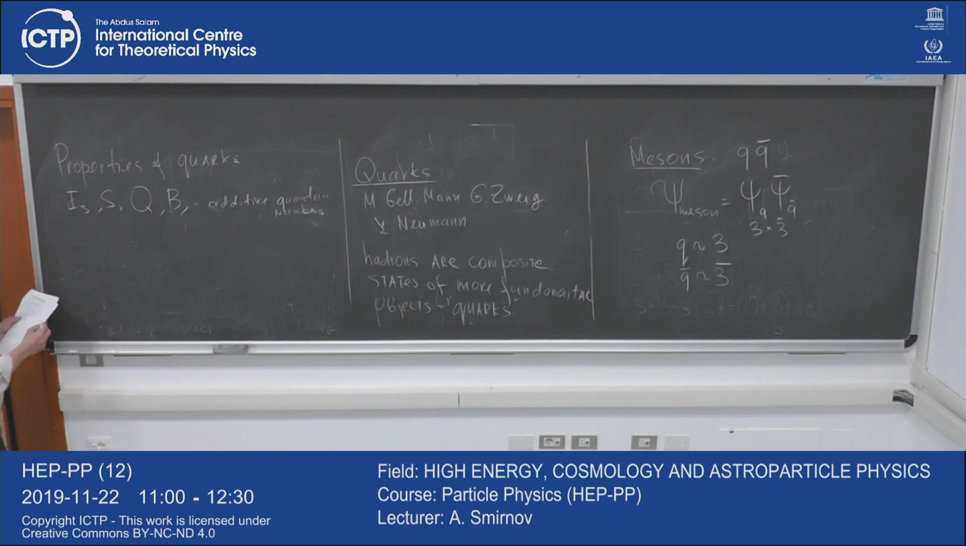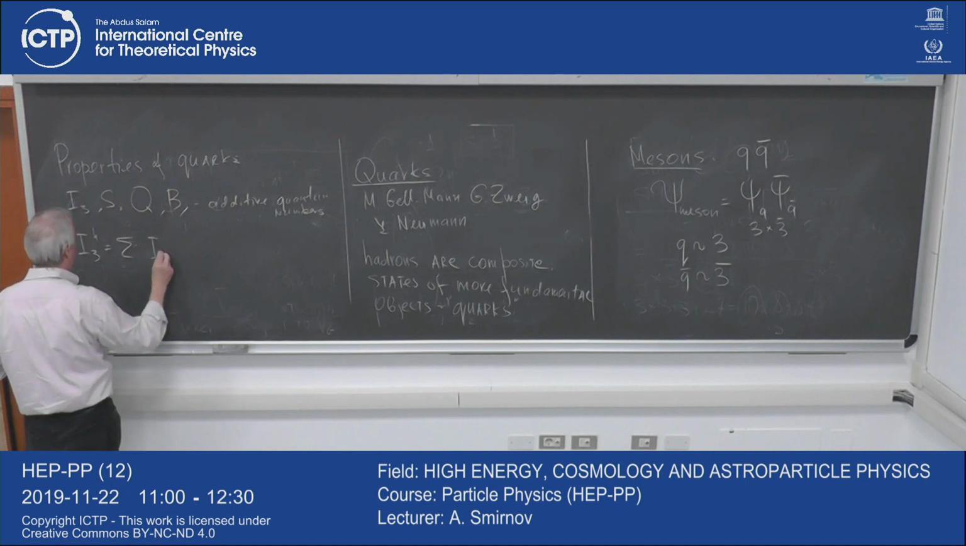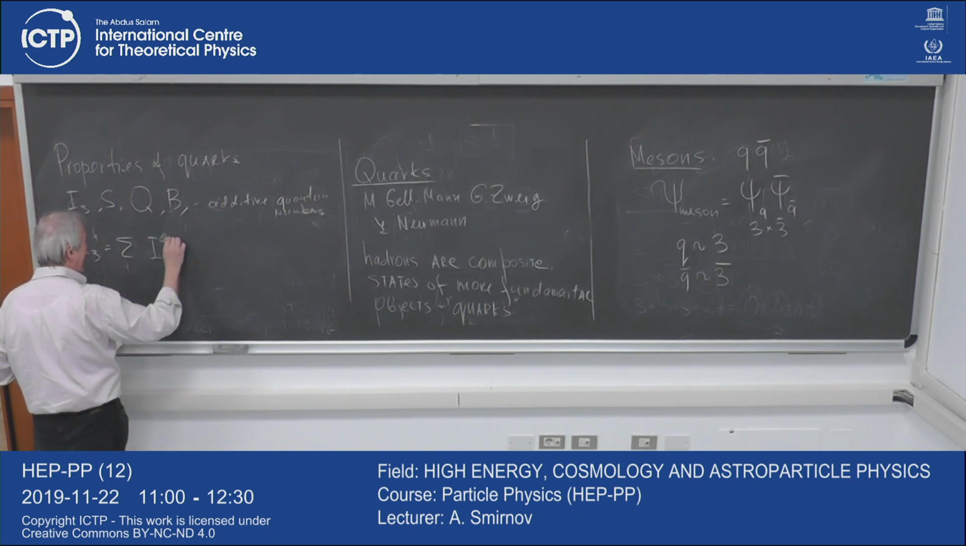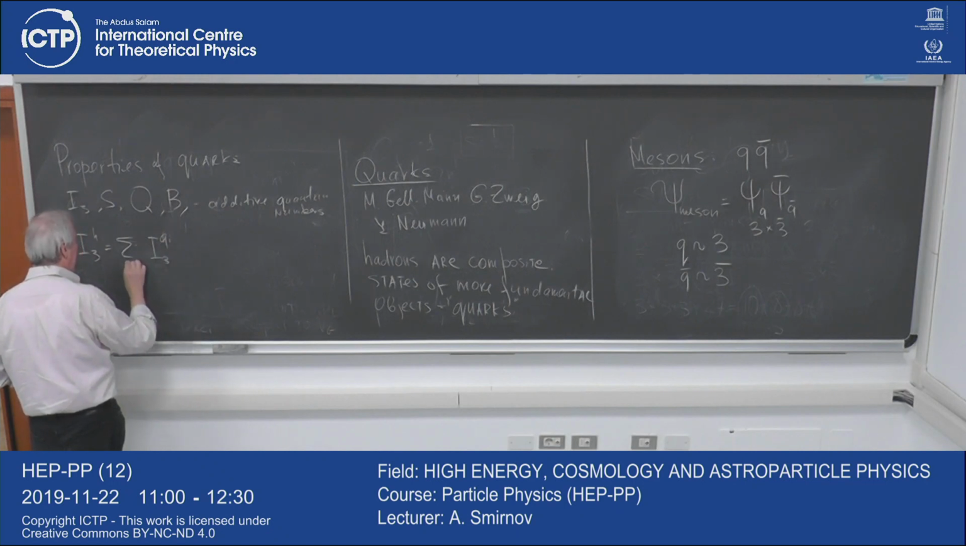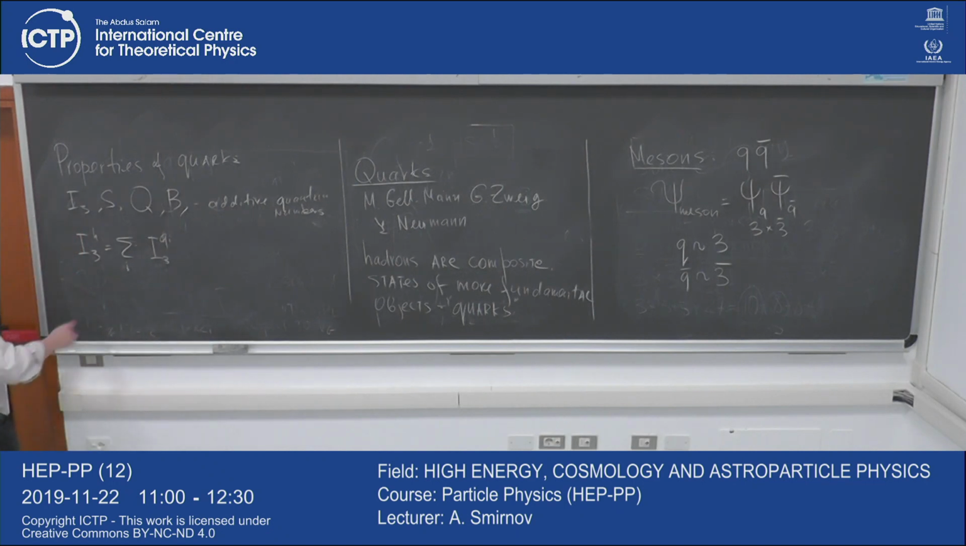So let me probably do the following. What does it mean? This means that I3 of a hadron equals the sum of I3 of quarks which compose a given hadron, over i, and i can be 2, 3, or 5. And the same is for other quantities. So the strangeness of the hadron is the sum of the strangenesses of quarks which are inside a given hadron.